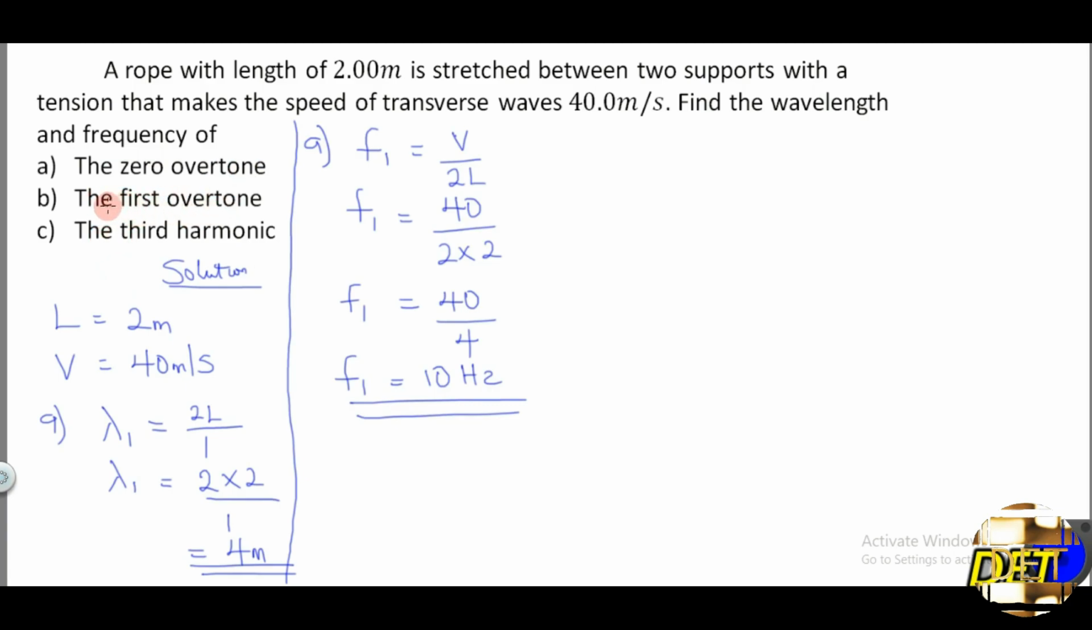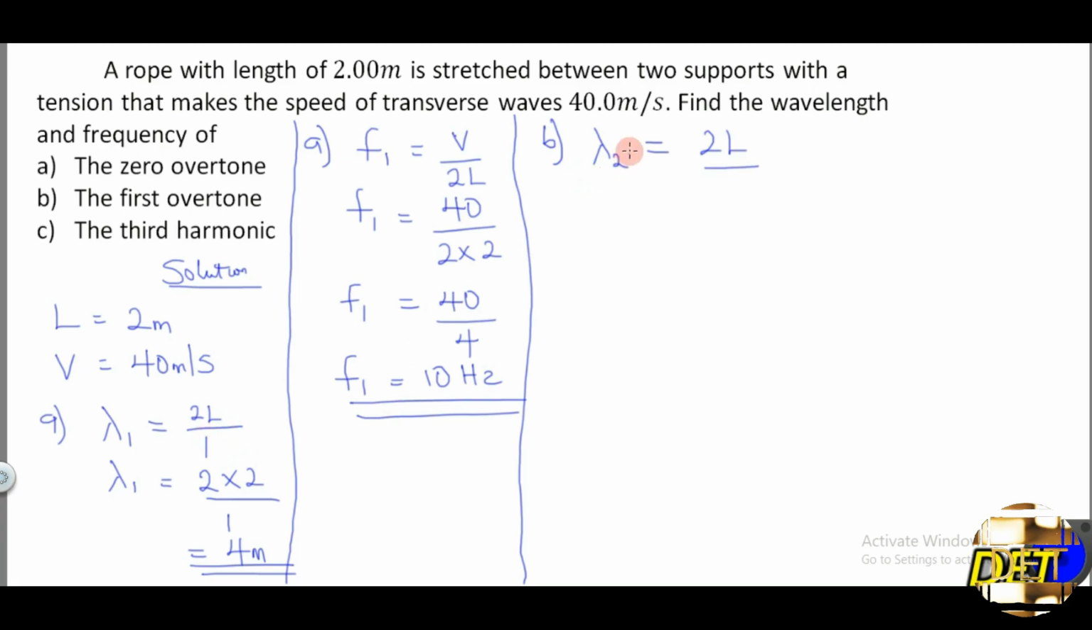Then B, we're looking for, B says find the wavelength and frequency of the first overtone. So the first overtone is equivalent to your second harmonic, right? It's equivalent to your second harmonic. So the wavelength of the second harmonic, which I will represent as lambda 2, will be equal to 2L divided by 2.